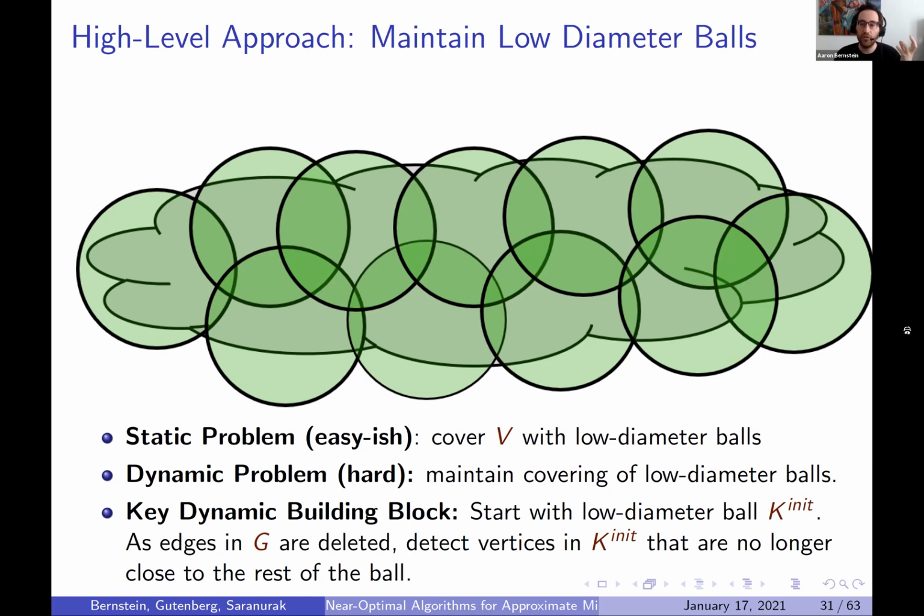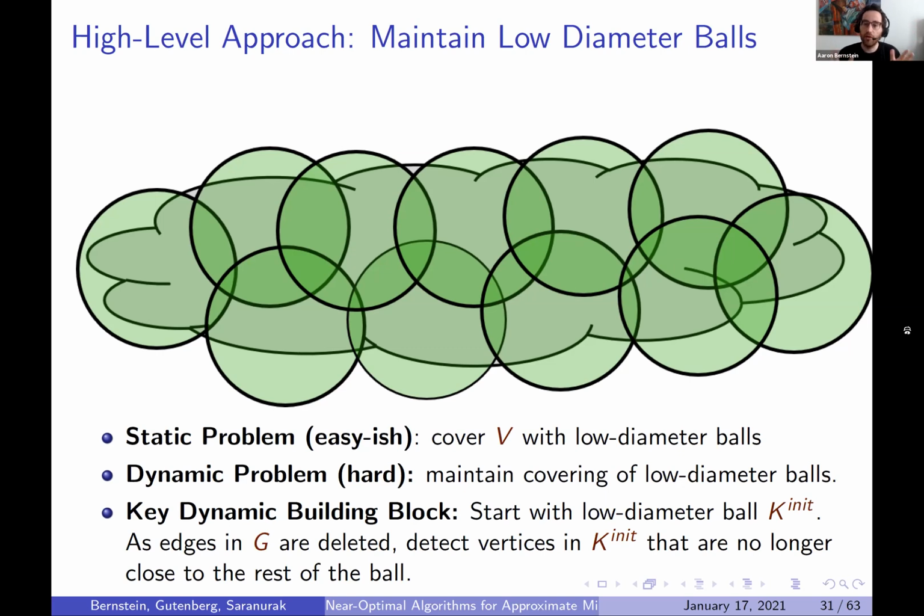But basically, if you start with some ball that initially has low diameter, after the adversary deletes some edges, the ball might no longer have small diameter. Some of the vertices might be far from the rest of the ball. And so you have to detect that and say, okay, this is no longer a low diameter ball because these vertices are far from the rest of the ball. So basically that's a subroutine that you're going to need if you're going to use this basic approach.